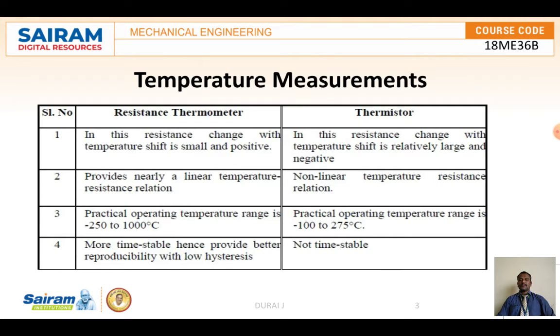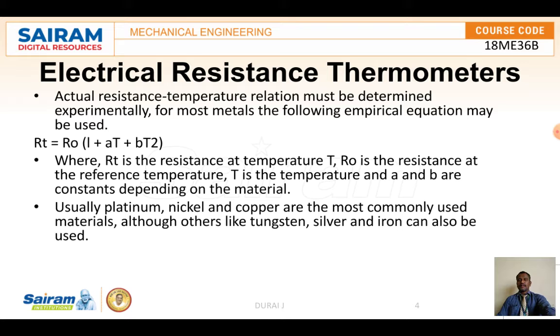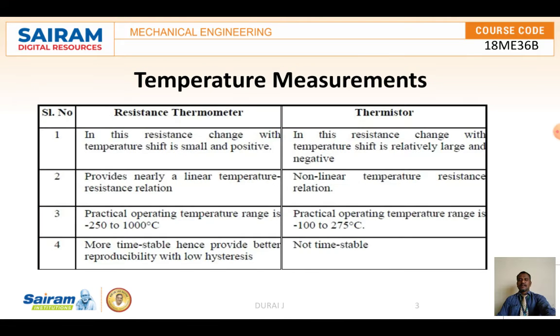The resistance thermometer provides a practical operating temperature range of minus 250 to 1000 degrees centigrade. The practical operating temperature range for the thermistor is minus 100 to 275 degrees centigrade. The resistance thermometer is more time stable and provides better reproducibility and low hysteresis, and the thermistor is not time stable. Okay, so this is the difference between the resistance thermometer and the thermistor.